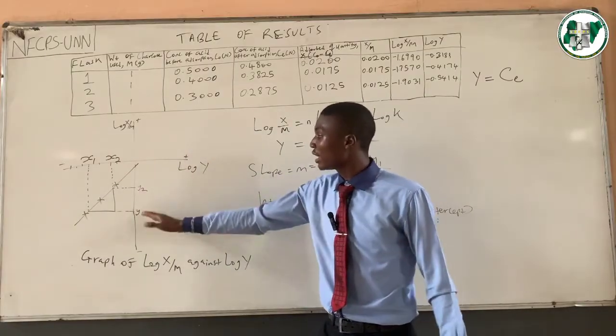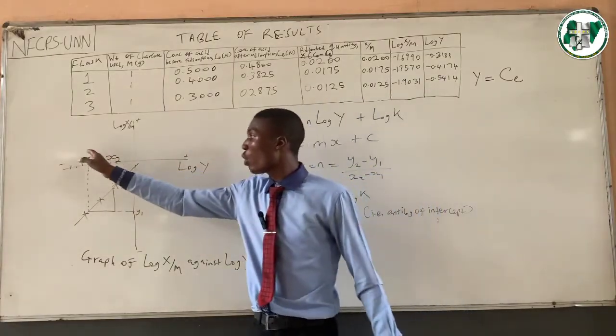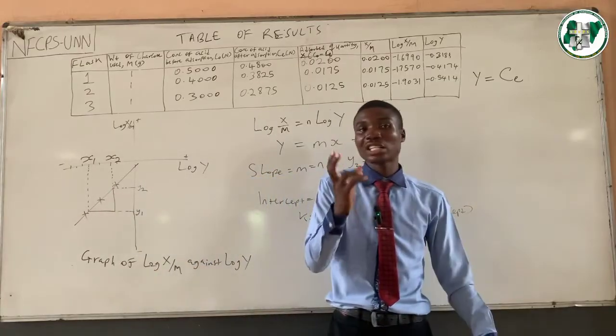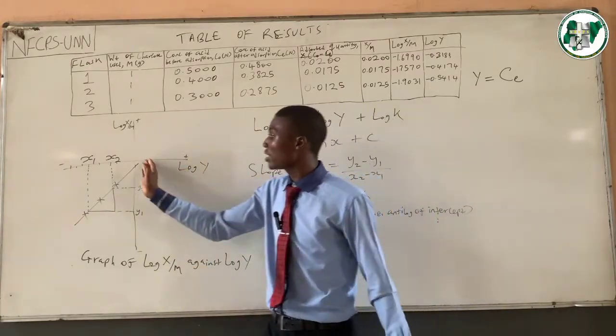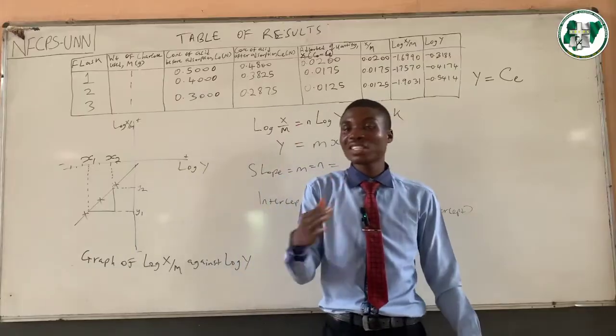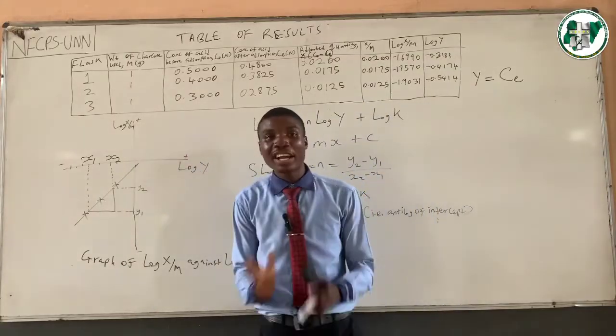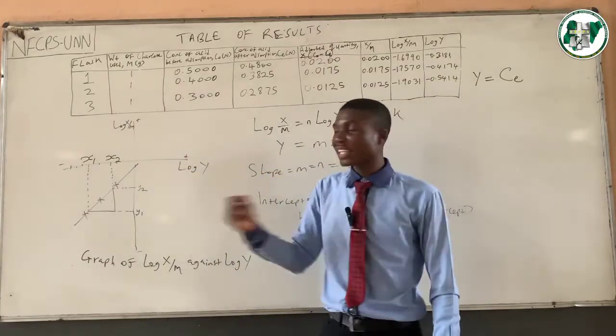You also ensure that you indicate your Y2, Y1, S2, S1, and also make sure your triangle is as visible as possible. And ensure that the pencil you are using to draw your line is not so thick, so that the line can be very sharp and precise in passing through the points.